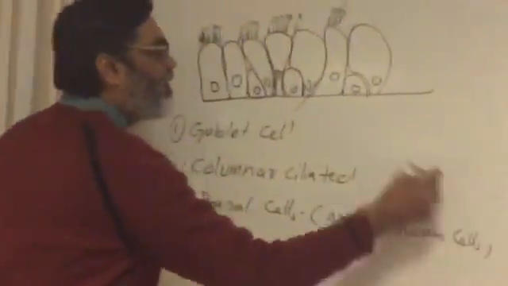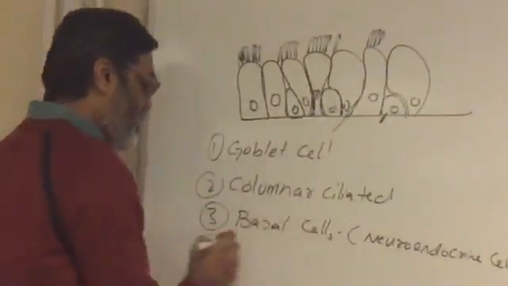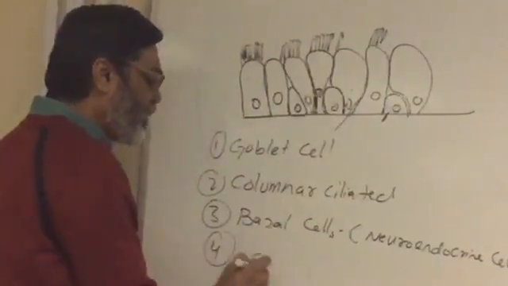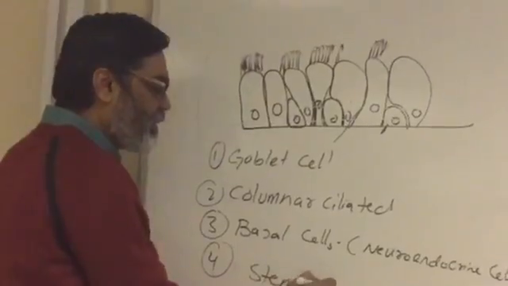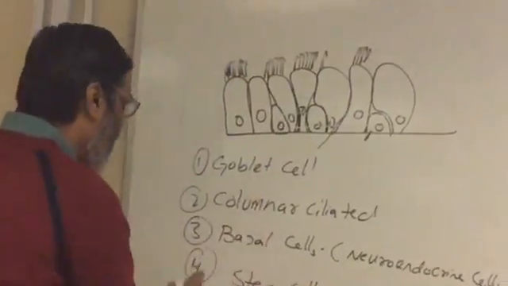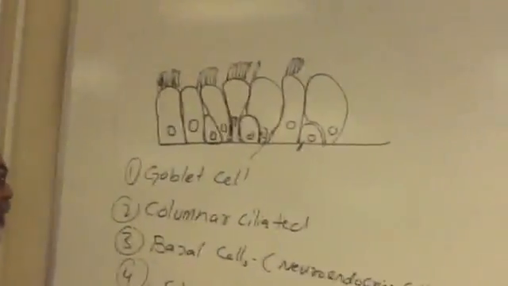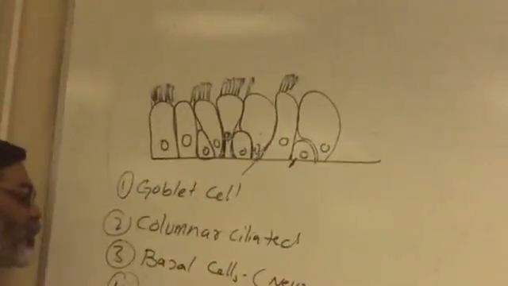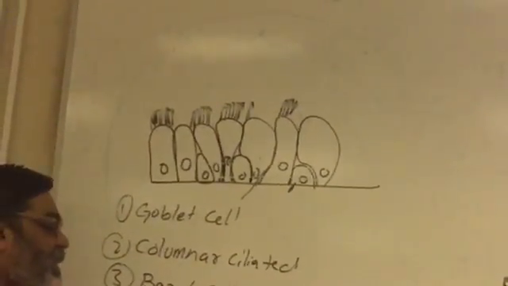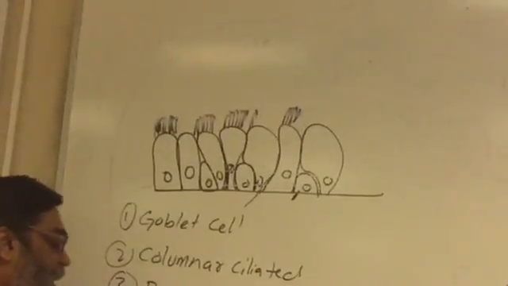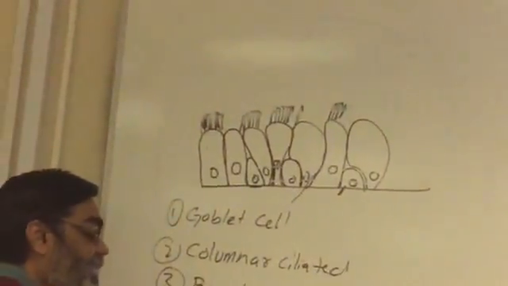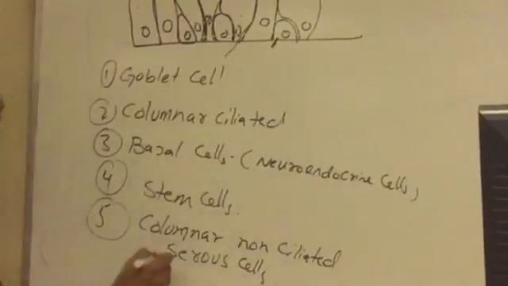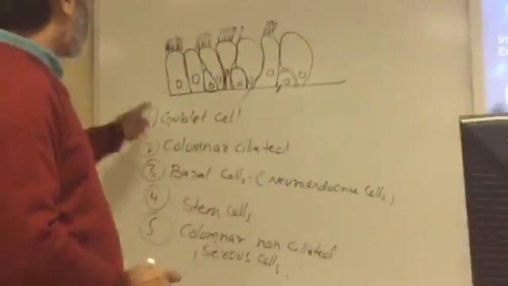And then we have another type of basal cells. They are called stem cells. And then we have number 5, columnar cells, which are non-ciliated. Columnar non-ciliated serous cells. They are serous secretion cells. So they have some secretion which is serous secretion. So these are the 5 types of cells.